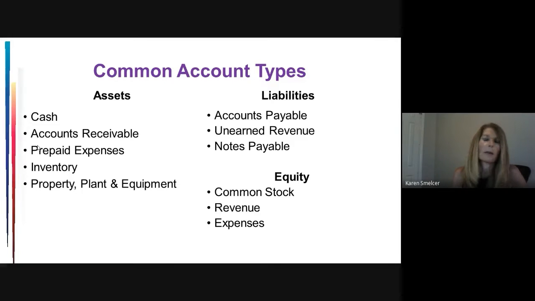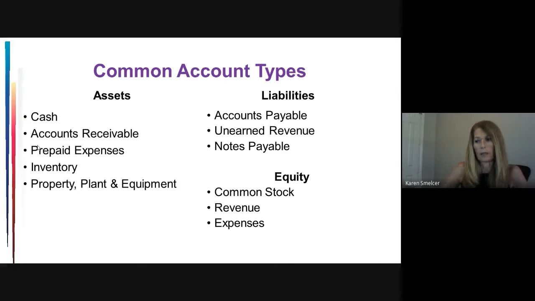Some of the common account types, this is not an all-inclusive list by any means, but these are ones you'll often see, particularly in the first accounting courses, and are listed on your screen in front of you. So we've talked about account types, and you need to know whether they increase on the debit or credit side. And these are some of the accounts under those account types. So for instance, assets, we have in this screen cash, accounts receivable, prepaid expenses, inventory, property, plant, and equipment. Liabilities, you'll often see accounts payable, unearned revenue, and notes payable. And then equity, common stock, and then revenue and expenses.